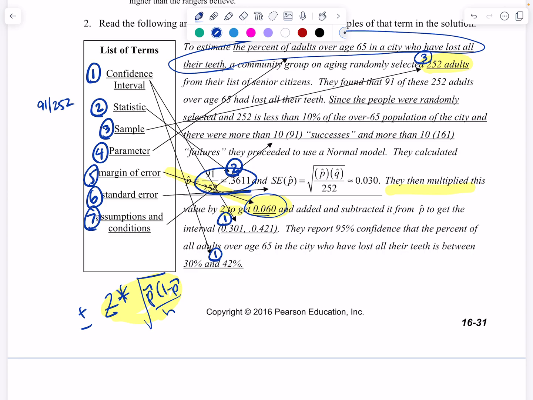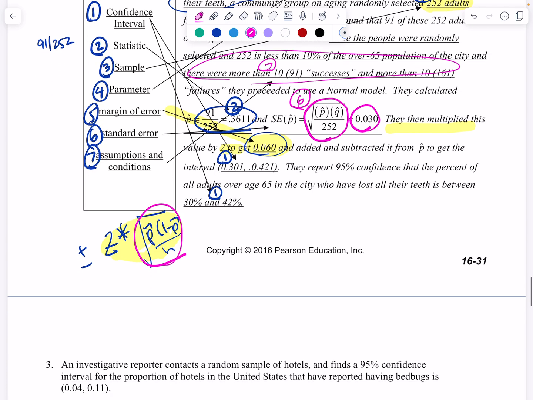Standard error, the standard error is actually this part here that I am calculating, which I have shown in the work in this part here. So that's my number 6. And the assumptions and conditions. So this is my assumptions and conditions of my random sample and my large sample, which are the 2 things that I'm having you be accountable for.